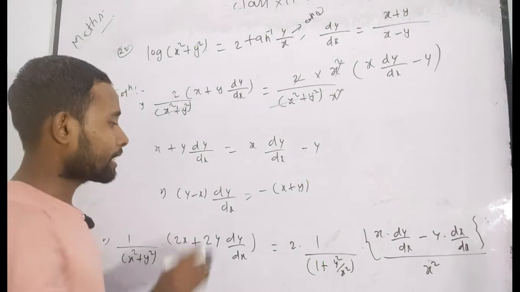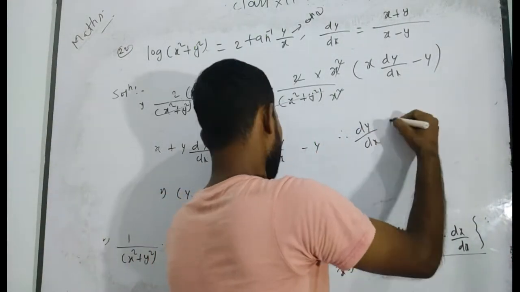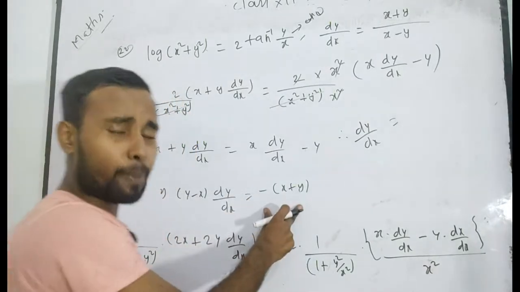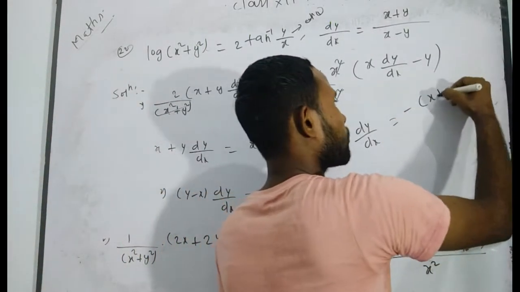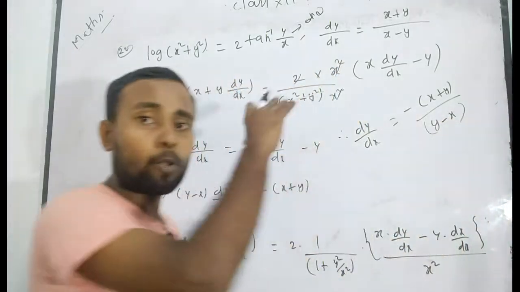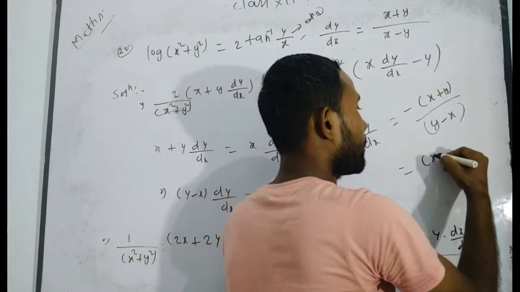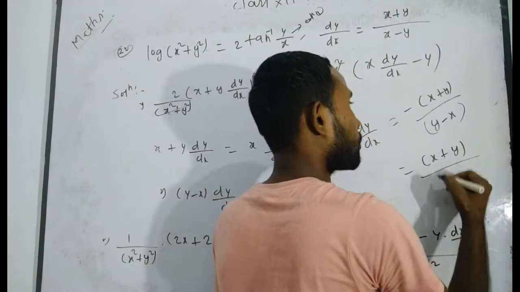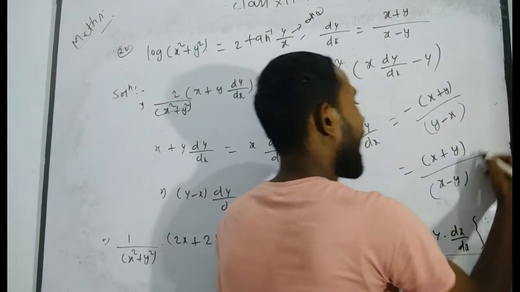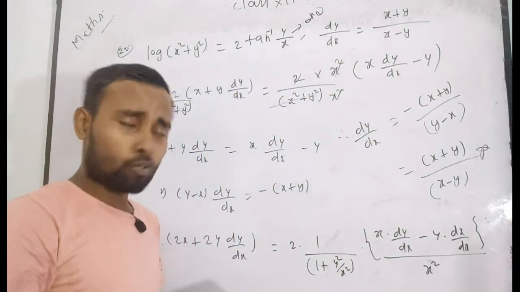I think you understand. So that's why dy/dx is equal to minus (x plus y) divided by (y minus x). If you multiply numerator and denominator by minus 1, in the numerator you will get x plus y, and in the denominator you will get x minus y. So this is your required answer of this question.